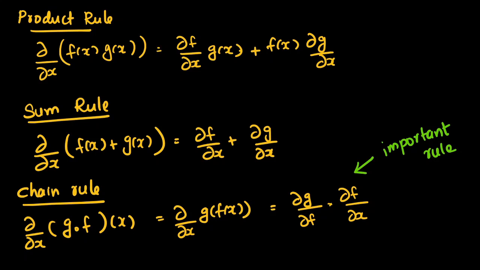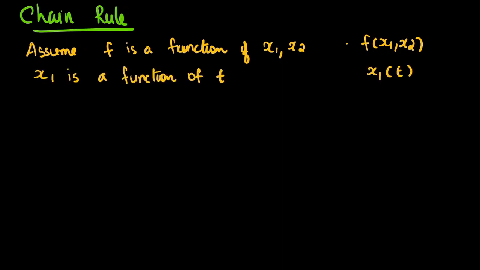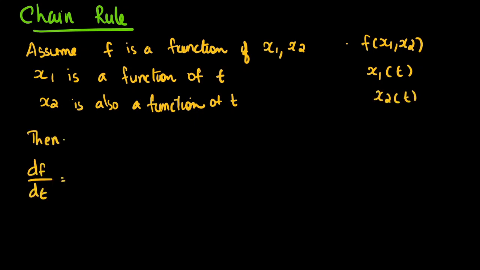And the chain rule is important, you have to keep it in mind. That is dou by dou x of g of f of x, which is equal to dou g by dou f into dou f by dou x. So we can take an example like this. Assume f is a function of x1, x2. Then the function is f of x1, x2. x1 is a function of t, that is x1 of t. And x2 is also a function of t, x2 of t. Then df by dt.